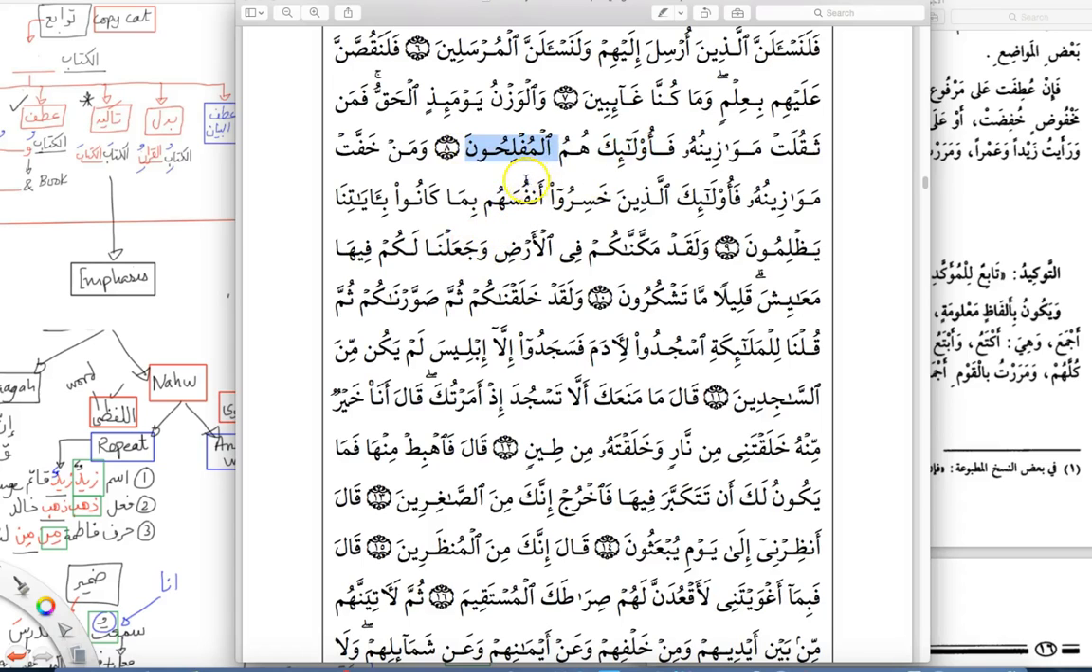And this hum in between, this is called the damir al-fasl. Damir al-fasl is the damir which appears before a mubtada or between a mubtada and a khabar, where the khabar has an al attached to it. So the khabar has an al, and you find a damir between a mubtada and a khabar. What are you going to call it? Damir al-fasl. Okay.